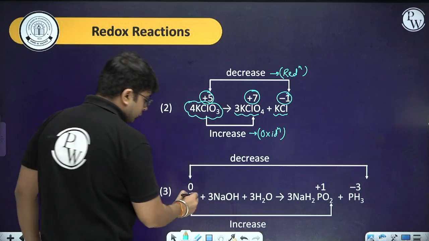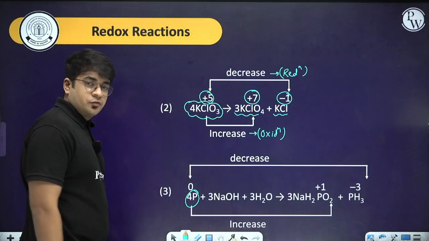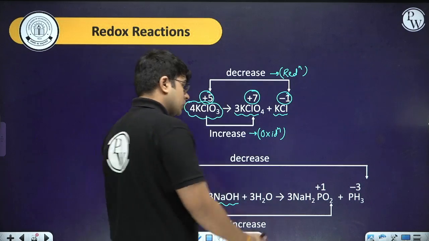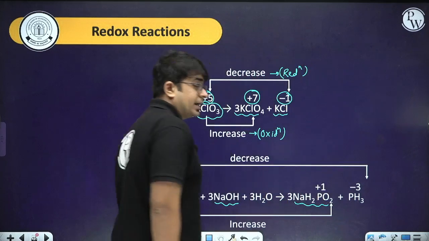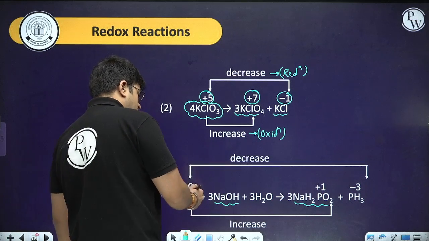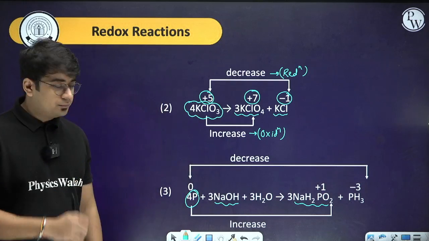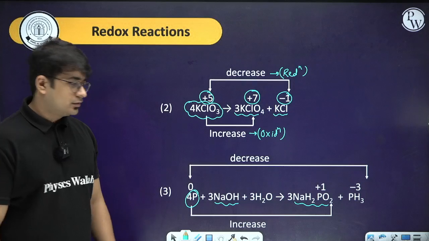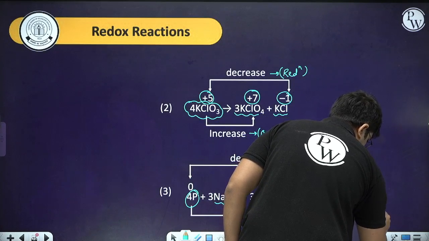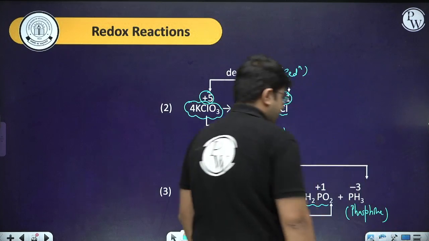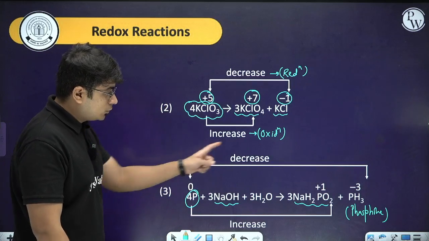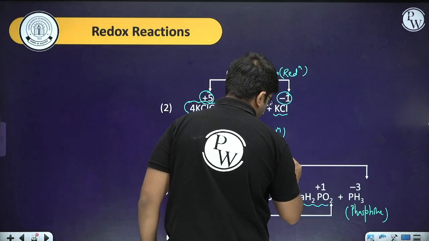Another example is P4 in the presence of a basic medium. It generally converts into H2PO2 negative as well as PH3, phosphine. P4, which is present in its native state, is 0. So 0 to -3 in phosphine, a very suffocating gas. PH3 is -3, so 0 to -3 is a decrease, and that process is reduction.